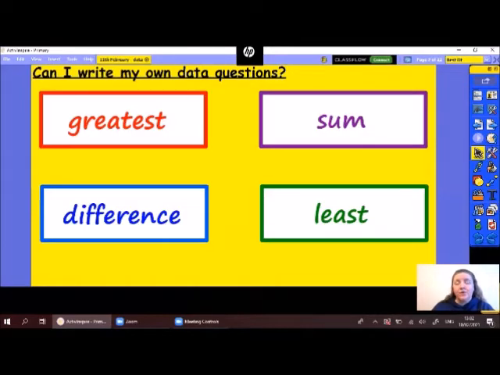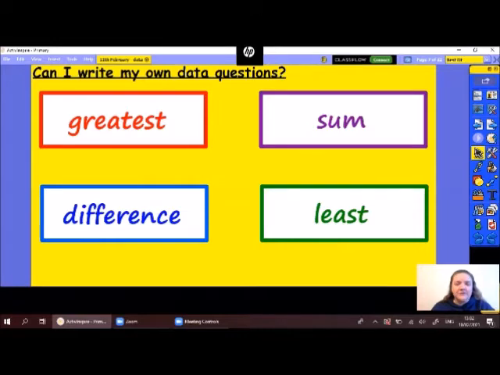Now, when we're asking questions about data or charts, we need to have certain vocabulary that we understand and that we can use. Here are 4 really important words that you're going to need today. And we're going to look at each one and see how there are different ways of saying each one. That will give you a choice when you come to write your own questions.